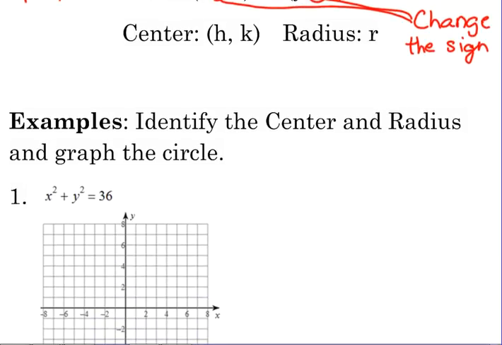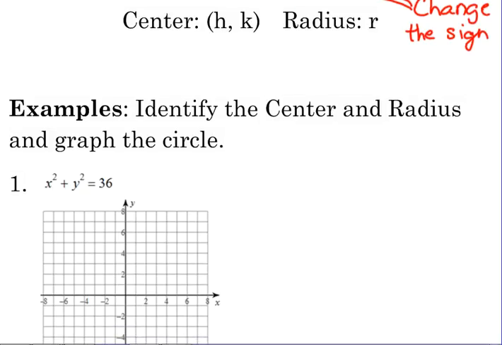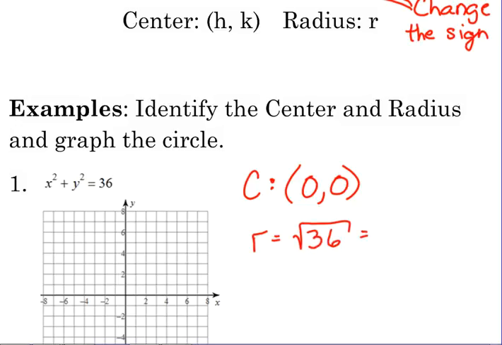Example number 1 there on your paper is x squared plus y squared equals 36. Well, if we're not subtracting anything from x and y, then that means the center is at 0, 0. We haven't moved it. The standard center of a circle is the origin. The number it's equal to is 36, so the radius is equal to the square root of 36, which is 6.